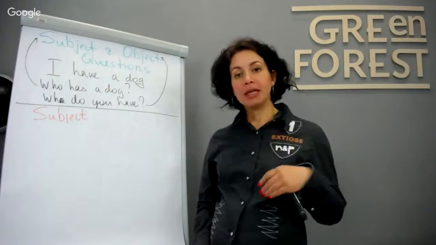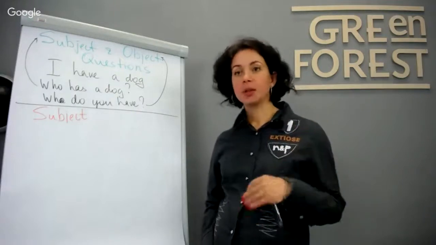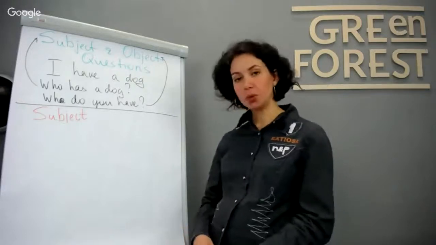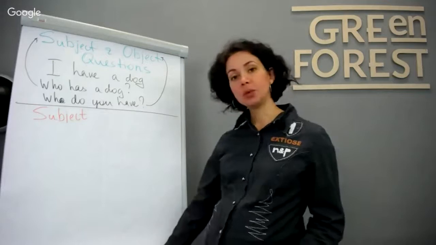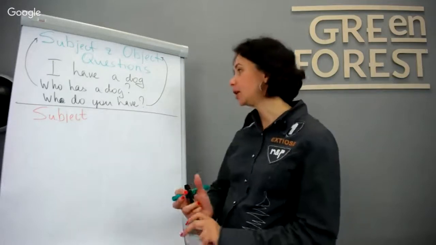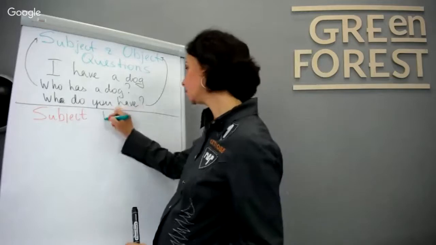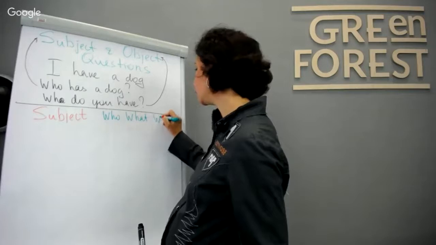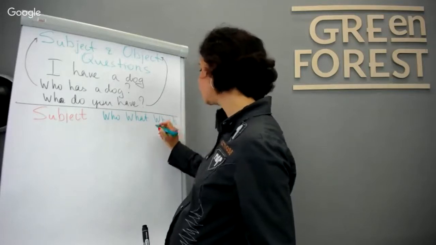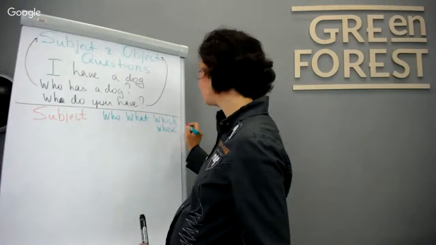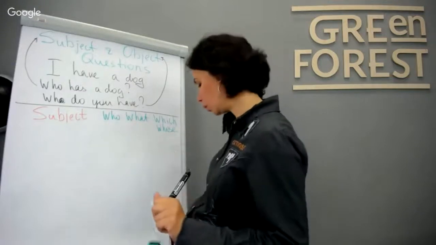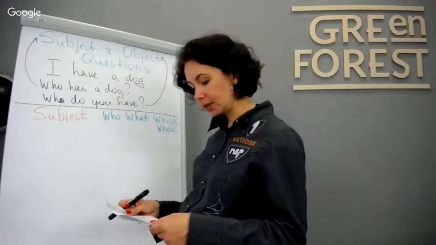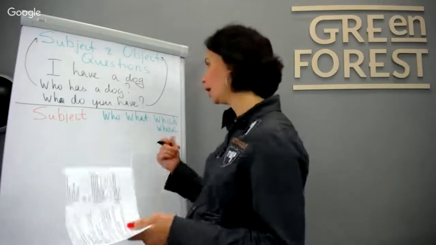When we want to create a question about the subject, when we want to find out who does what, we need to use question words. What question words do we need to use for a subject question? Usually this is who, what, sometimes which, sometimes whose, but not so often. Usually who or what.